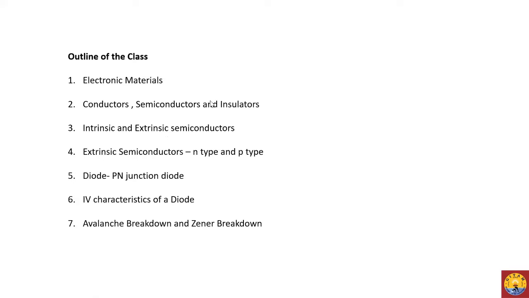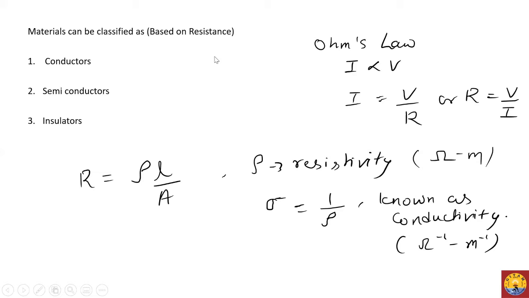Okay. So materials based on resistance, we have three different categories. One are called conductors, another are called semiconductors, and the third one is called insulators. So conductors, as we all know, are metals. Metals are very good conductors of heat and electricity, and metals have very low resistance. That's why they are conducting current. So these are the low resistance materials, and they are very good conductors.